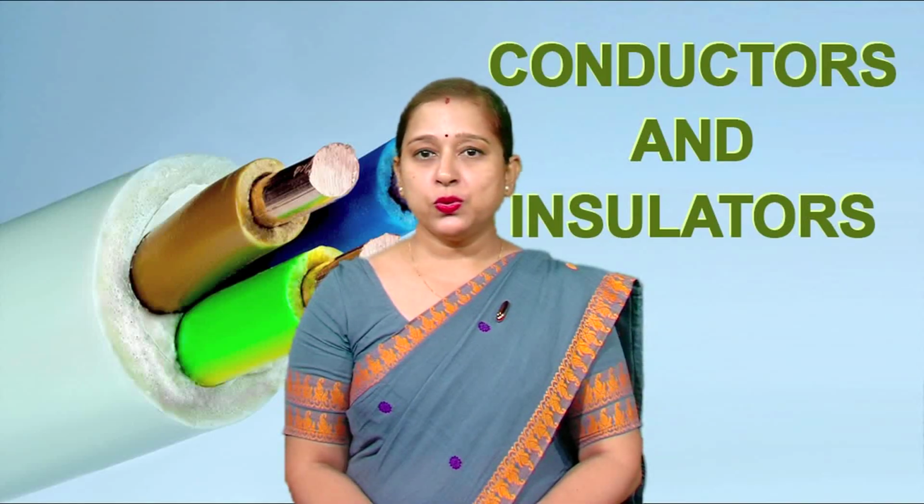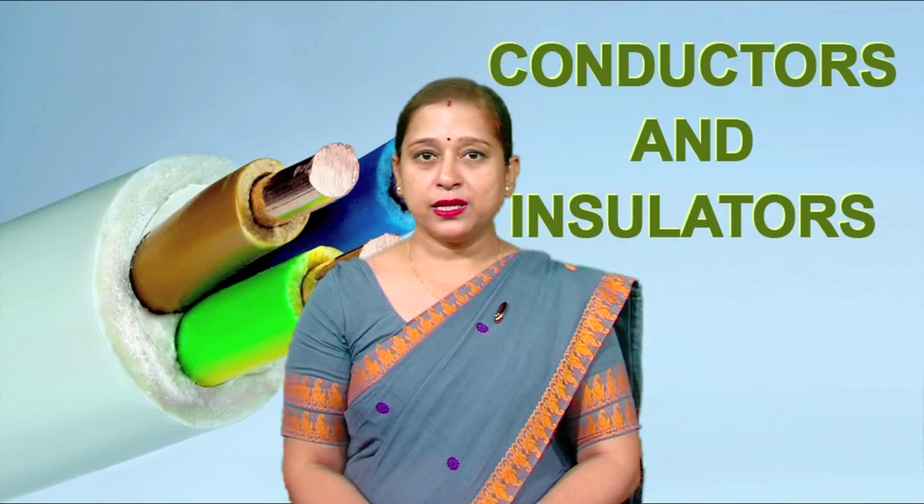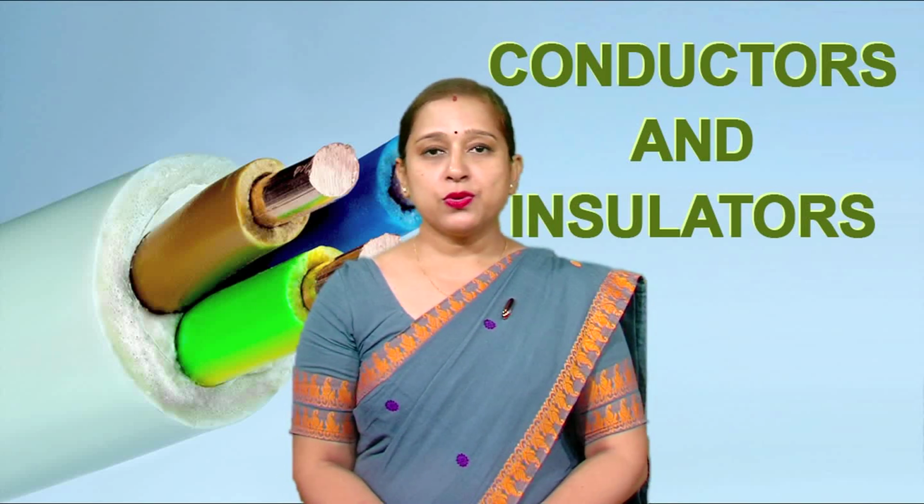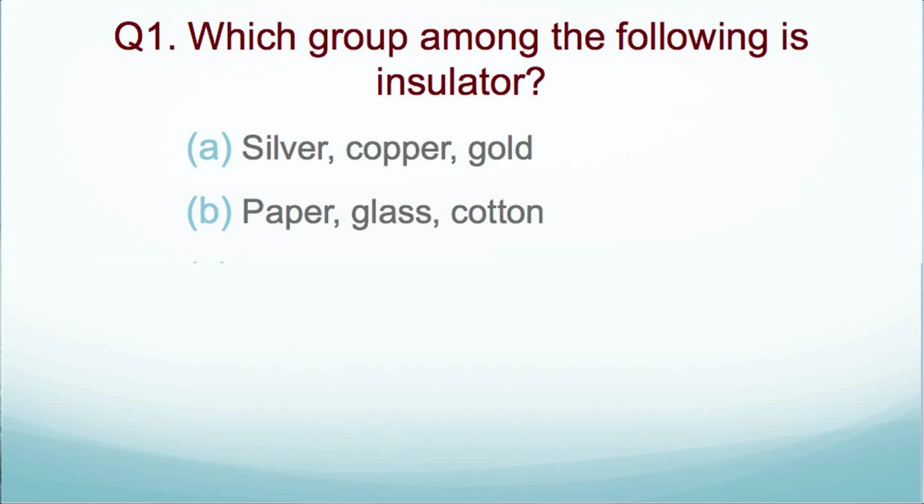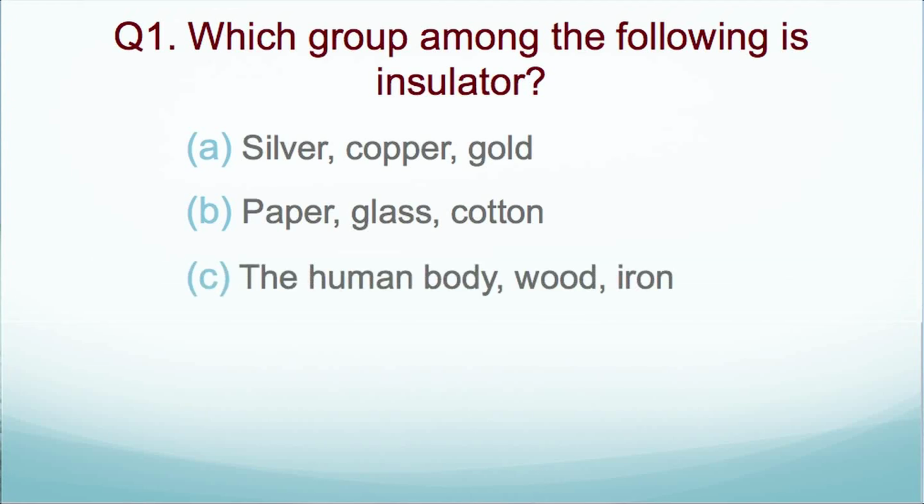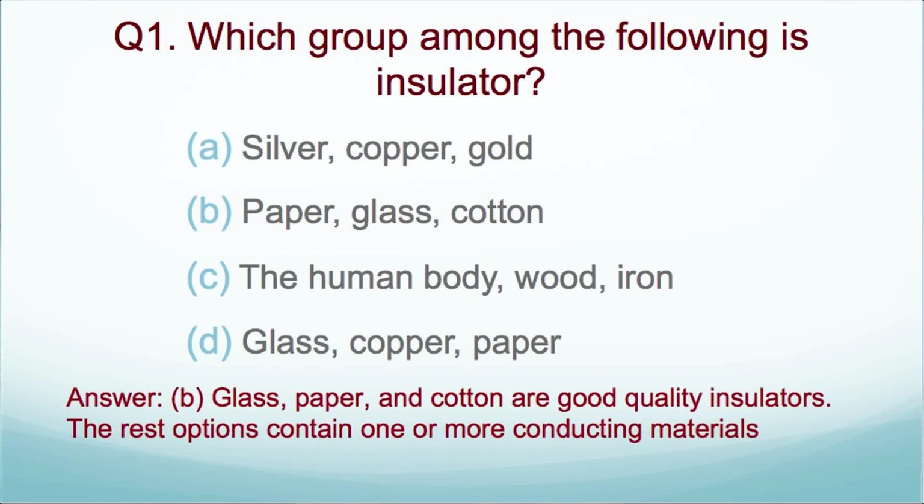So let us go through some quizzes again on insulators. So our first question is, which group among the following is insulators? A. Silver, copper, gold. B. Paper, glass, cotton. C. The human body, wood, iron. D. Glass, copper, paper. The answer is B. Answer B contains all the insulators, that is glass, paper and cotton. They are examples of good insulators.